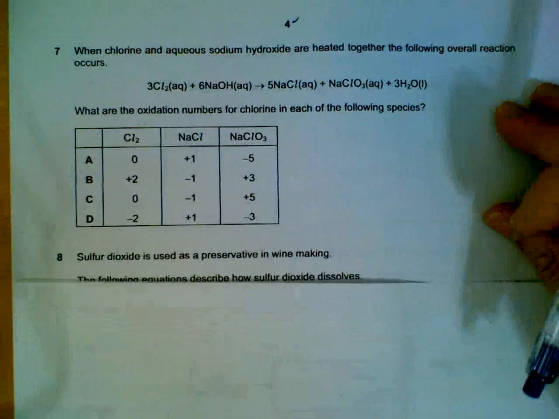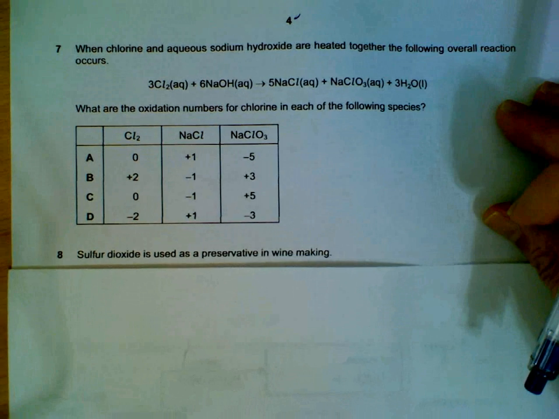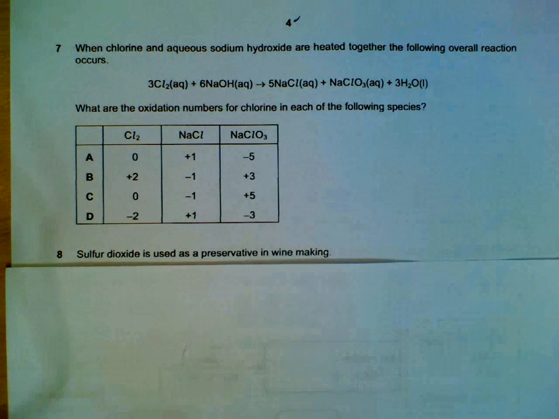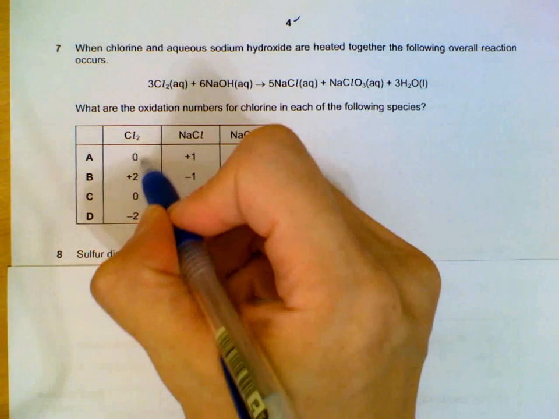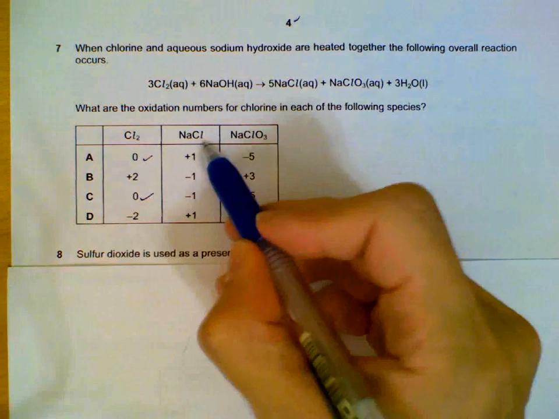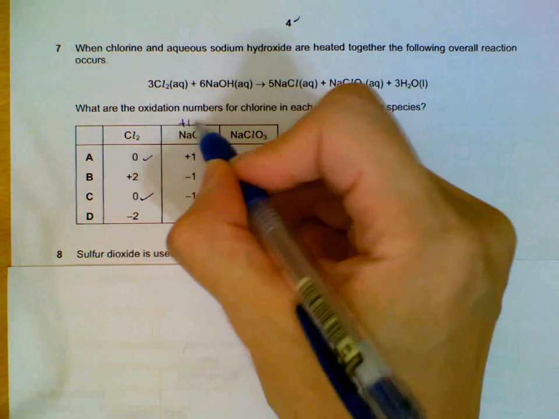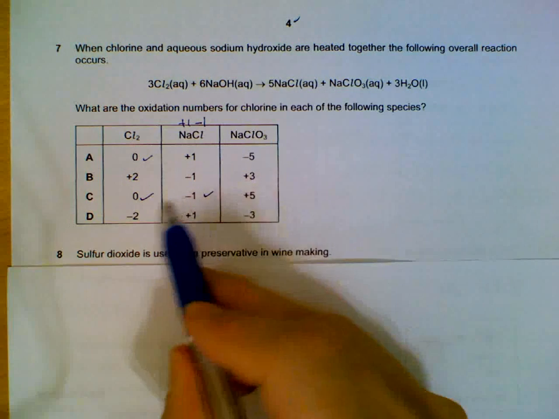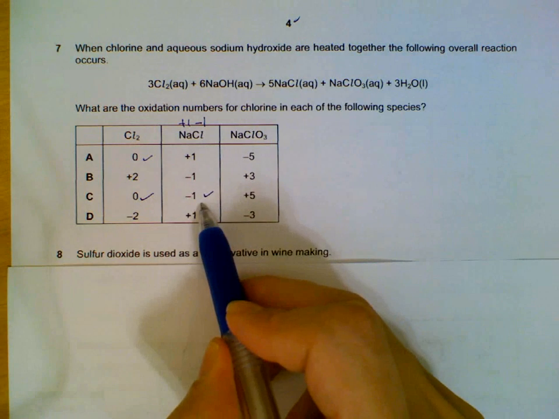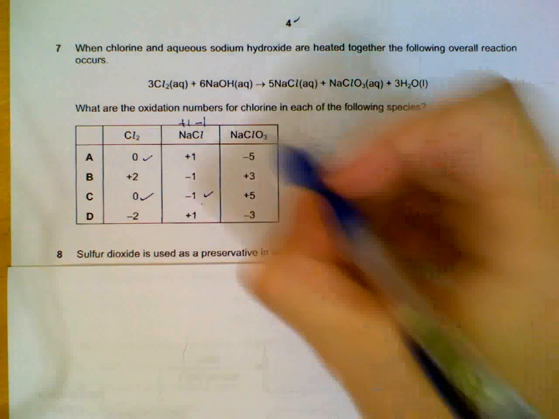Reaction of chlorine and hot sodium hydroxide. Checking the oxidation number of chlorine. In Cl2, it's an element, so it will be 0. In NaCl, Na is +1, chlorine will be -1. That gives us C as the option already. We can check the last one.